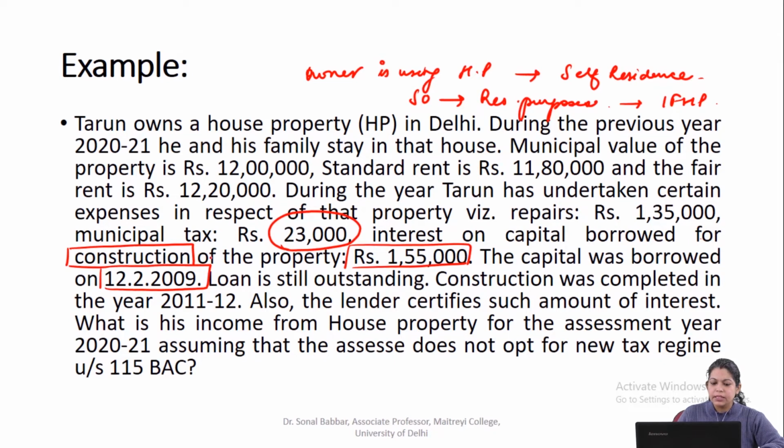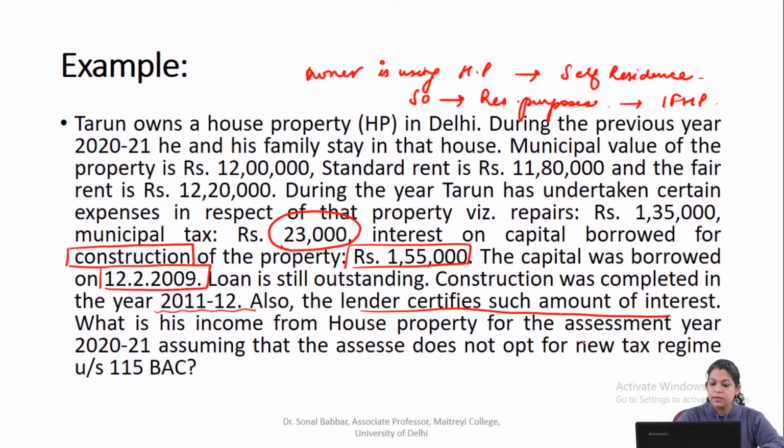Third, it says that the construction of the property must be completed within 5 years from the end of the financial year in which the loan was borrowed. So the capital was borrowed on 12th February 2009 and the construction was completed in 2011-12, within time. Also, the lender certifies such amount of interest. So we do have a certificate as well. So all 4 conditions are satisfied. Therefore, a higher limit of 2 lakh is applicable. That is the maximum ceiling.